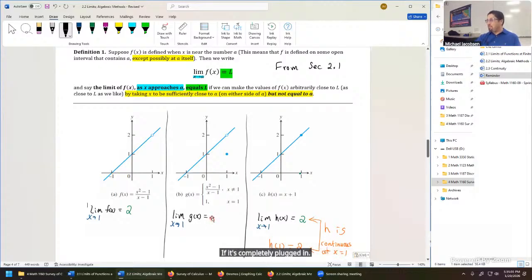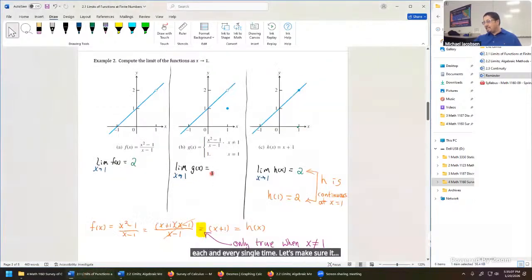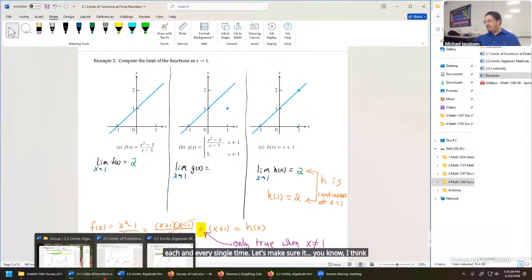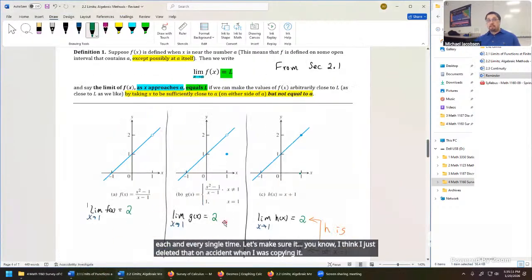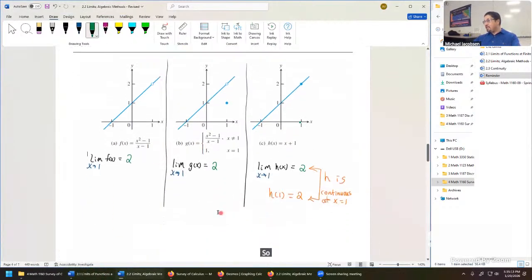That didn't copy in for some reason. The limit is 2 each and every single time. I think I just deleted that by accident when I was copying it. So here's the next interesting thing we can say.